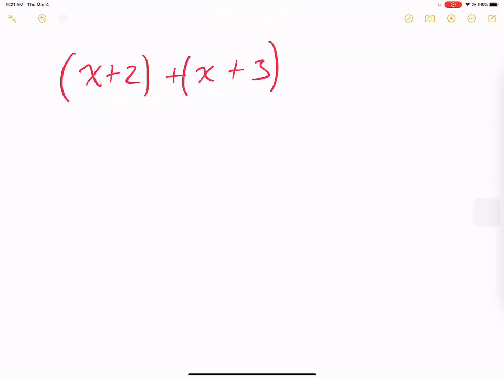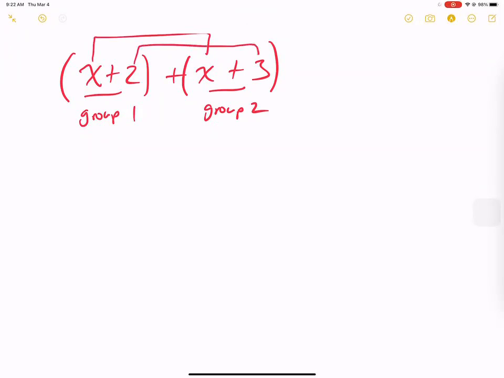And the idea is when I'm adding group 1 to group 2, right, I'm adding group 1 to group 2, we're going to combine, like what we did before, like terms. We're going to only combine what we deem are like terms. And what's a like term here? Well, x's are like terms, and the 2 and the 3 are like terms. Constants are like terms.